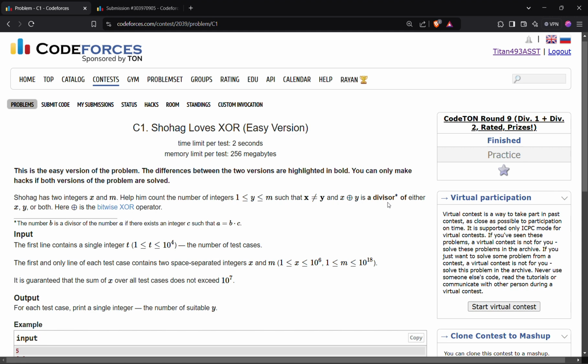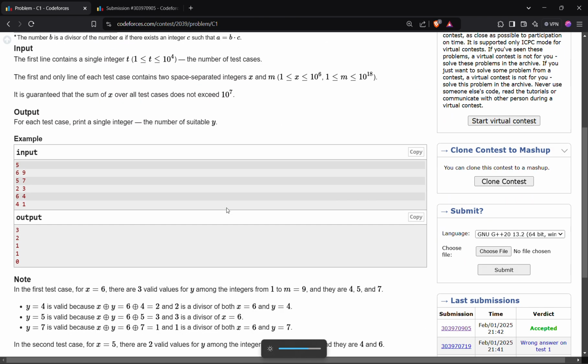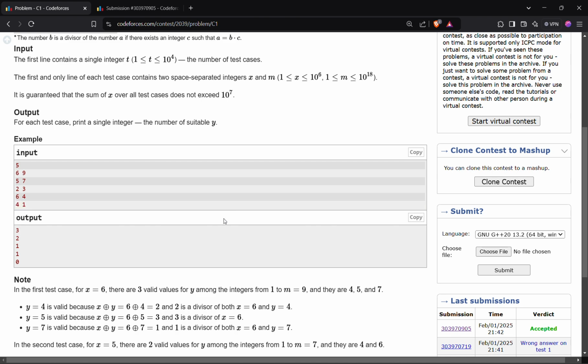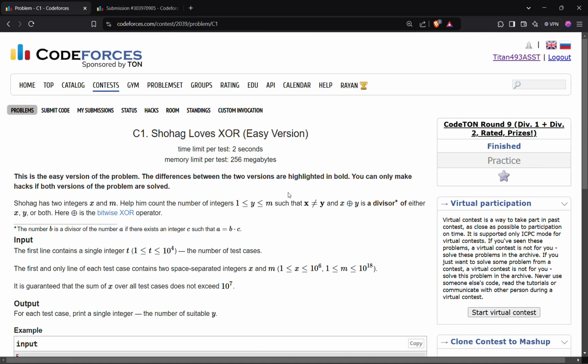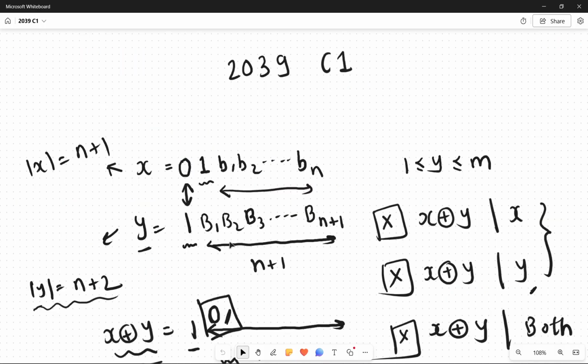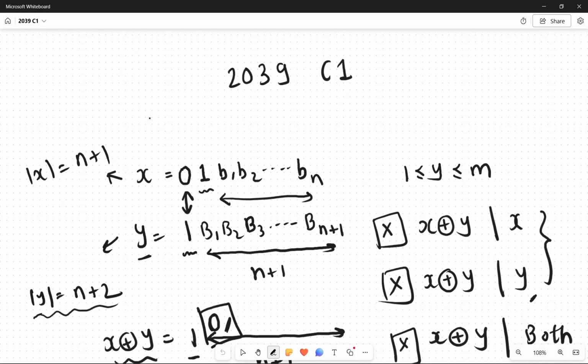I assume that every one of you knows how the bitwise XOR operator works, so let us directly head towards the solution. It is going to be a short video. I have already written the solution.